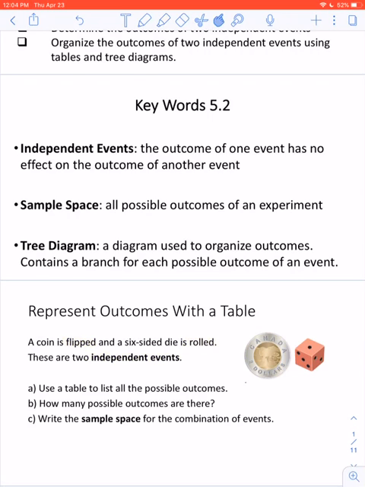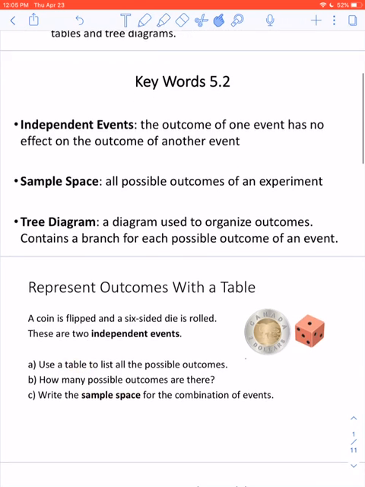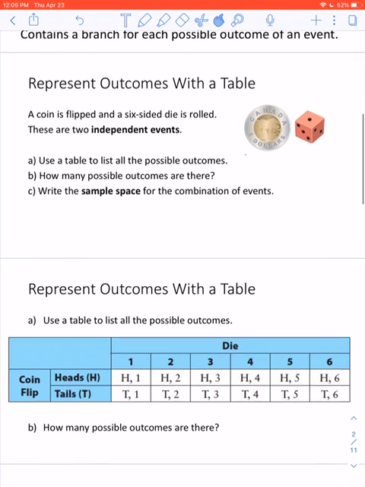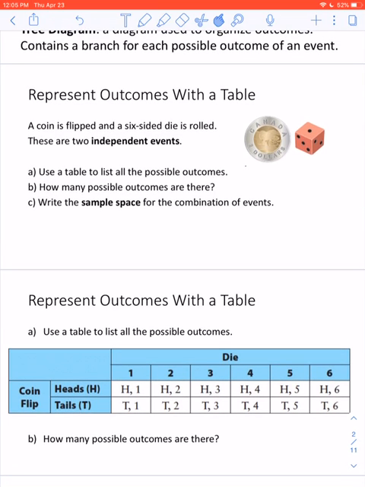So here's what they're asking you to do. Use a table to list all the possible outcomes. So here we're going to be looking at a table. How many possible outcomes are there? And write the sample space. So we're going to go through this together, and this will make a little bit more sense when you see an example. So represent outcomes with a table.